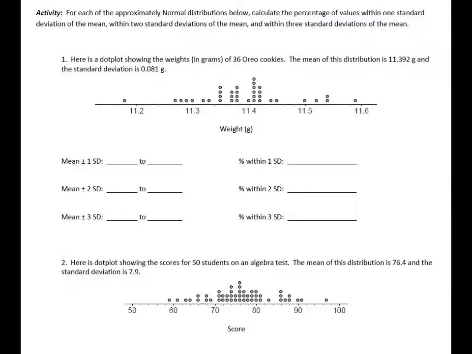Okay, so this is where I'm going to leave you. I want you to jump in and try this first part of the activity on your own. It says, for each of the approximately normal distributions below, calculate the percentage of values within 1 standard deviation of the mean, 2 standard deviations of the mean, and 3 standard deviations of the mean. The first one, there's a dot plot showing the weights in grams of 36 Oreo cookies. The mean of this distribution is 11.392 grams, and the standard deviation is 0.081 grams.